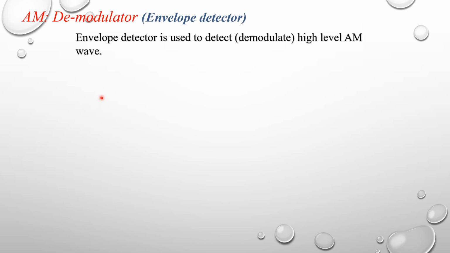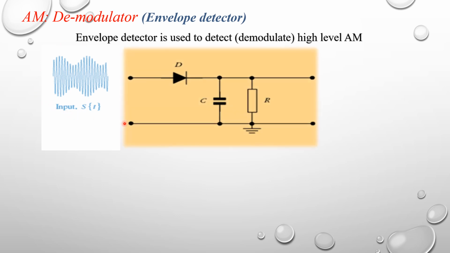Envelope detector is an AM demodulator circuit. The envelope detector is used to detect a high level AM wave. The input of the envelope detector is the AM modulated signal. The AM modulated signal is s(t), and it is connected to the envelope detector.